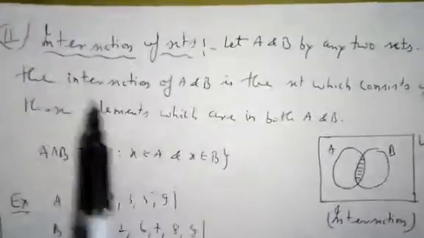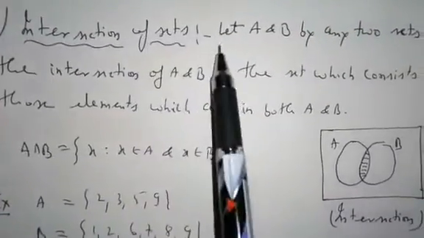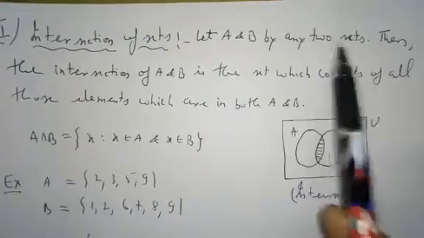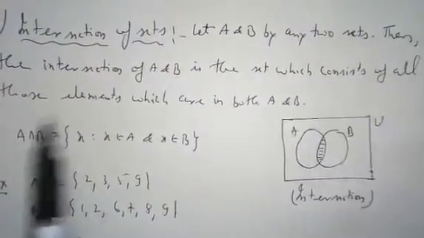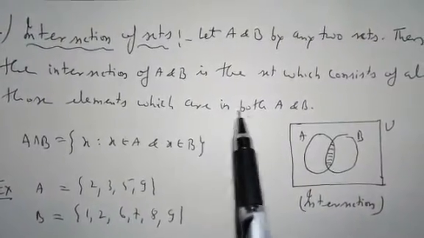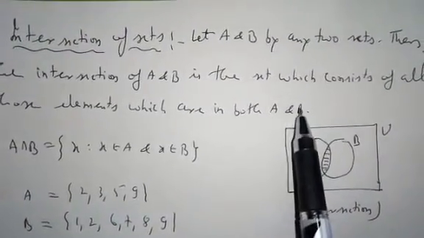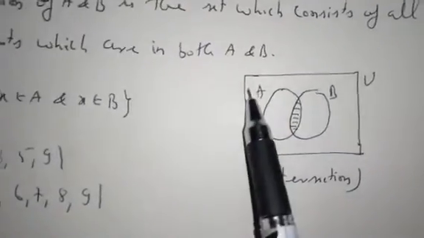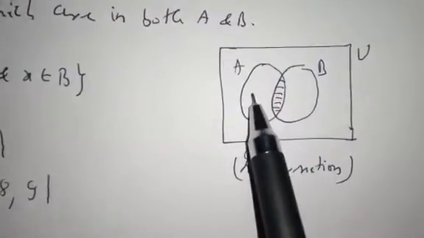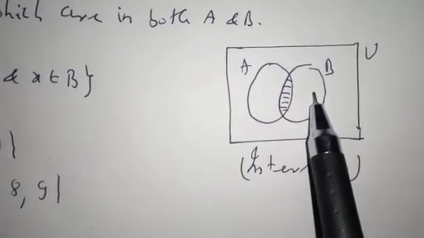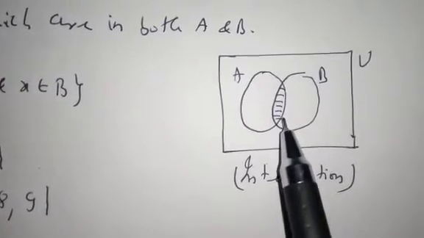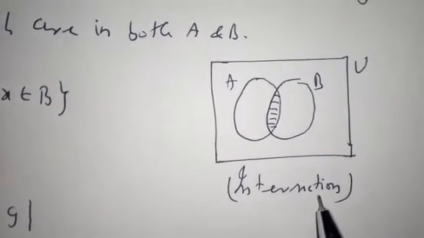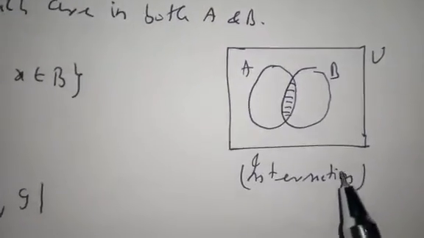Now the next operation is intersection. Let A and B be two sets, then the intersection of A and B is the set which consists of all those elements which are in both A and B. With the help of the Venn diagram we represent this. The elements which are contained in A and also in B are called the intersection of both sets. The shaded part shows the intersection of these two sets.